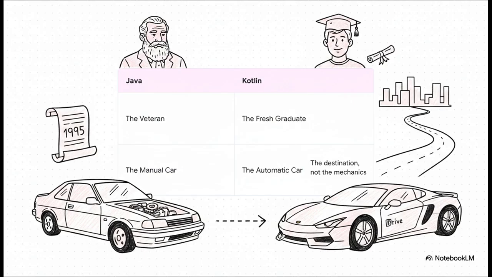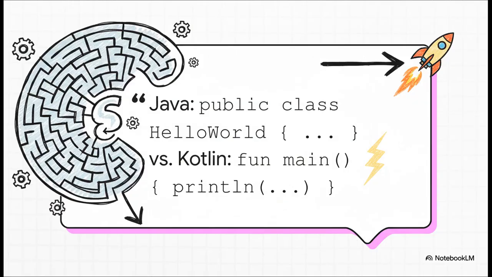Then, on the other hand, you have Kotlin. This is the fresh graduate, the automatic car. It's modern, it's streamlined, and it's designed to let you focus on where you're going, the app, not the engine underneath. And this right here shows you the difference in a nutshell.